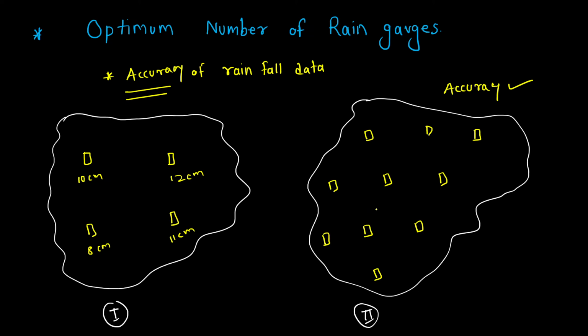If you want to find it out mathematically, then some equations are given. We have to use those equations and find out the optimum number of rain gauges. For now, we will be using small n to denote the optimum number of rain gauges. It is a number like 4, 5, 6, and that number we have to find out. So how to find it out? First, write down these formulas.